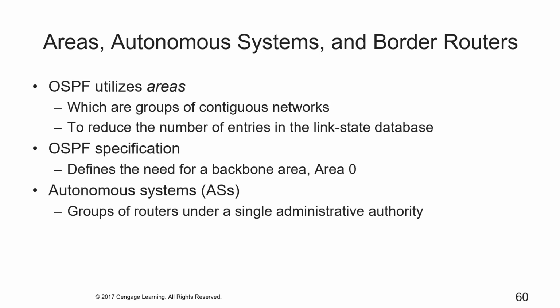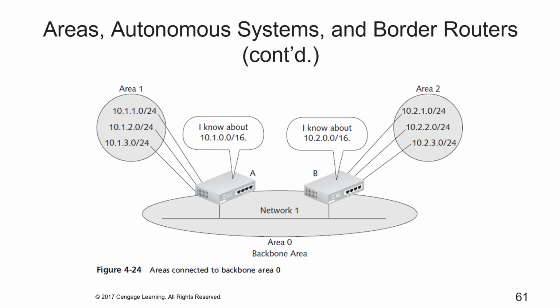The routers that connect these areas are sometimes called area border routers, or ABRs. ABRs can summarize routing information before sending link state packets to other networks. And here's an example of areas connected to a backbone, area 0.